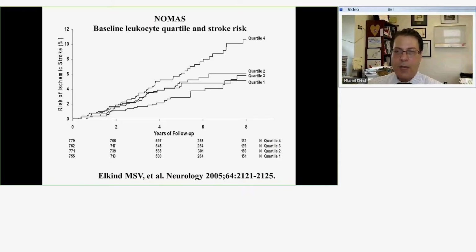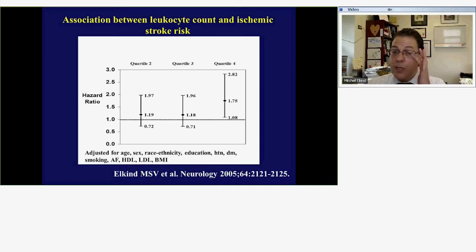And this is a Kaplan-Meier curve, so it's not really adjusted for other risk factors. But here, after we adjust for age, other demographic features, as well as risk factors, you can see that for those in the top quartile of white blood cell count, there's about a 75% increase in risk of stroke, again, with these white blood cell counts being measured several years before the stroke occurred. So something about having a high white blood cell count leads to an increased risk of stroke.